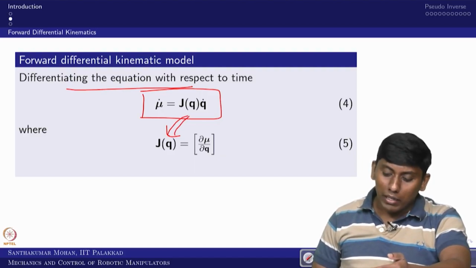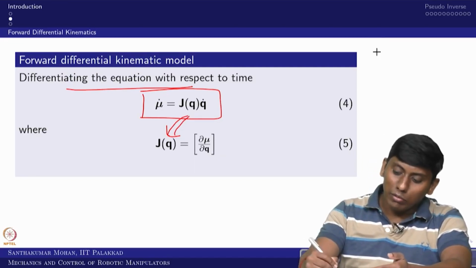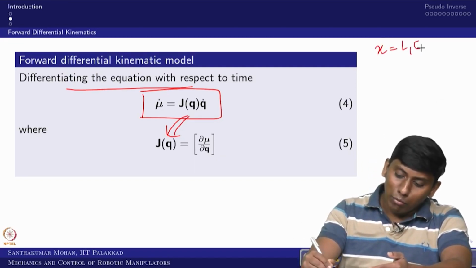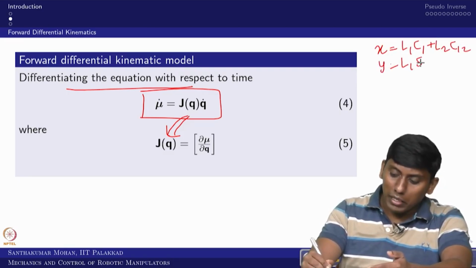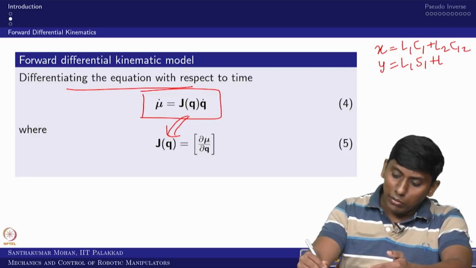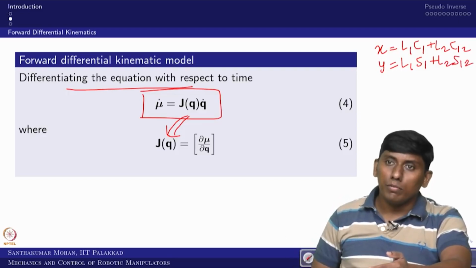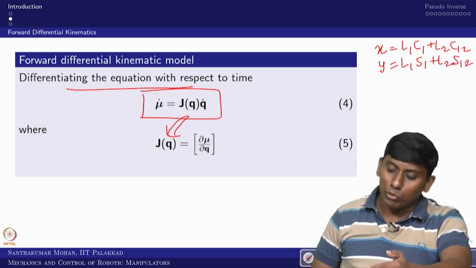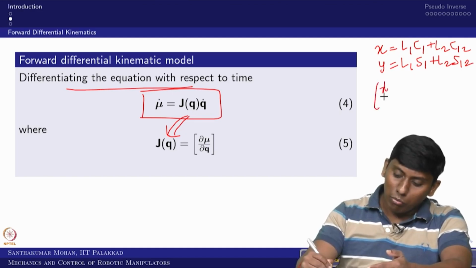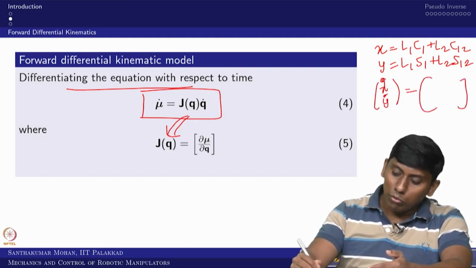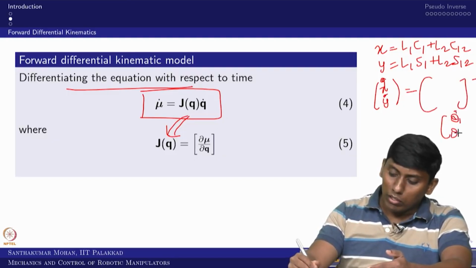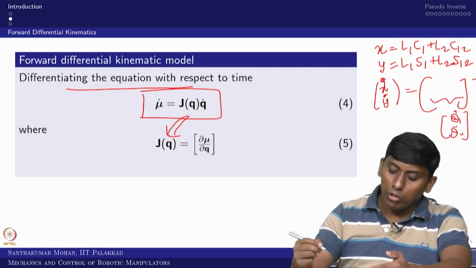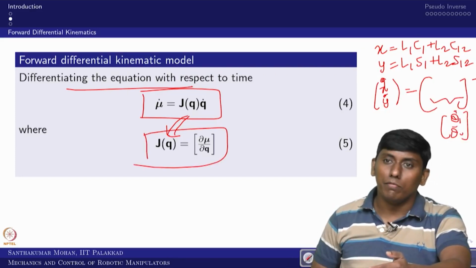Why is it called a matrix? You can rewrite this equation again. So x is L1 C1 plus L2 C12, and y is L1 S1 plus L2 S12. If you differentiate this with respect to time, you can see x dot, y dot will come. On the other side it would be 2 cross 2 multiplied with theta 1 dot and theta 2 dot. So this is what you call the Jacobian matrix, that is a partial differentiation.